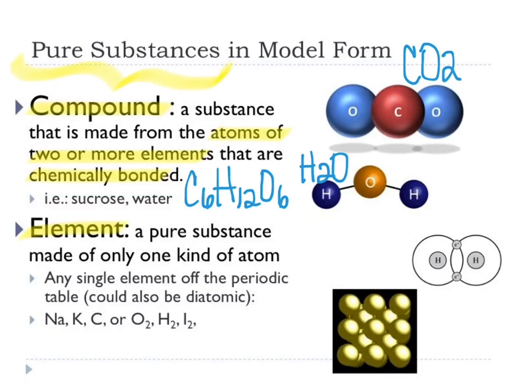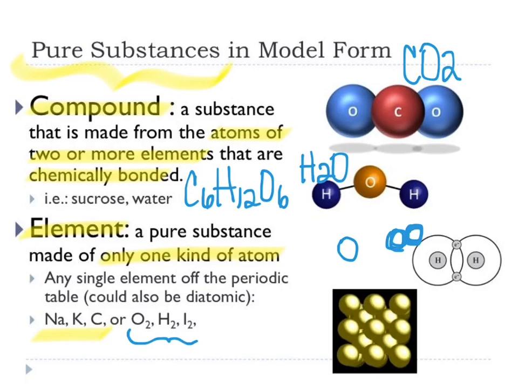An element is a pure substance made of only one kind of atom. So anything off the periodic table that we talked about, sodium, potassium, carbon. But also there are these 7 special elements on the periodic table that are diatomic. They occur in twos when they're by themselves. So oxygen's not just one oxygen atom floating around in the atmosphere. Oxygen is actually 2 atoms bonded together.